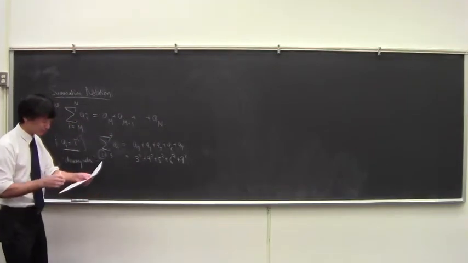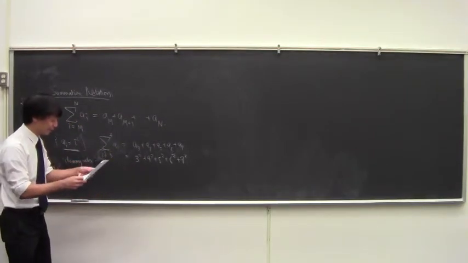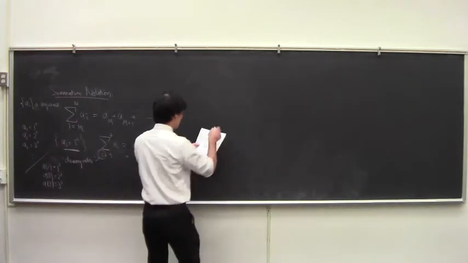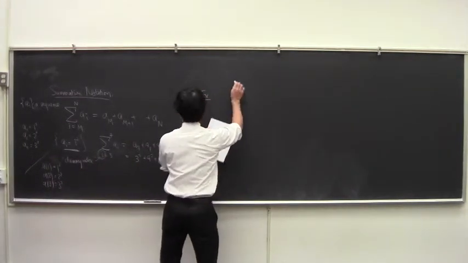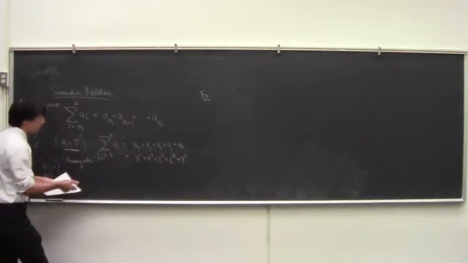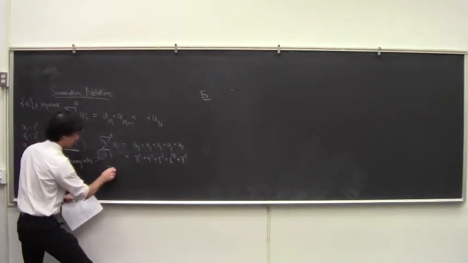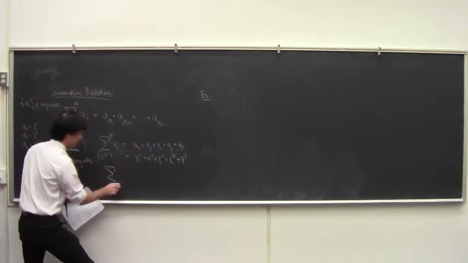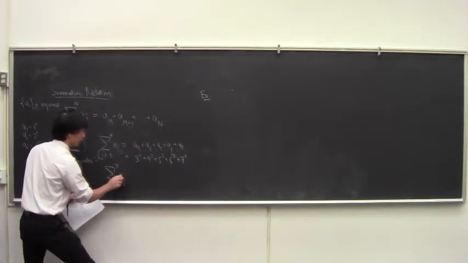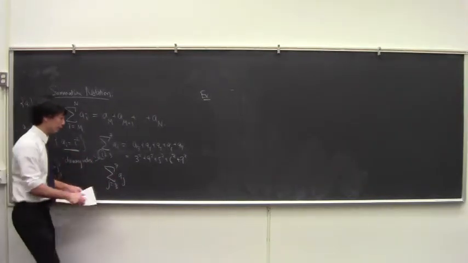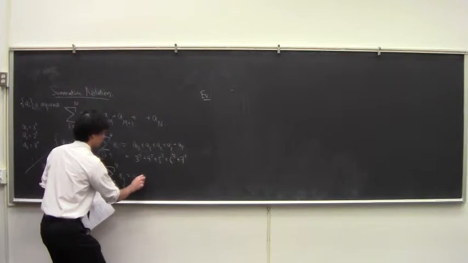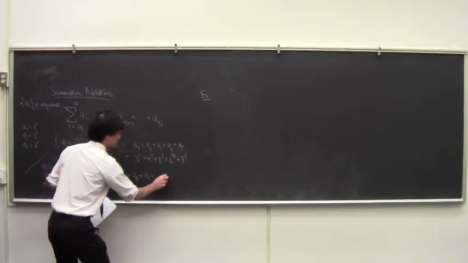Okay, so some other examples. Regarding the dummy index, if I wrote summation j from 3 to 7 of a sub j, that would mean, of course, the same thing. We're just taking a sub 3, a sub 4, up to a sub 7.